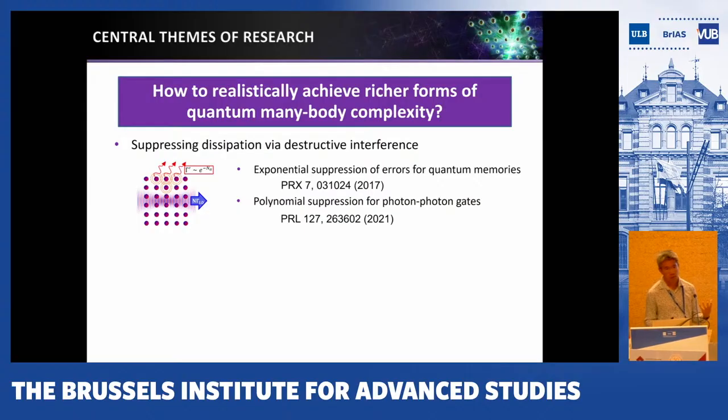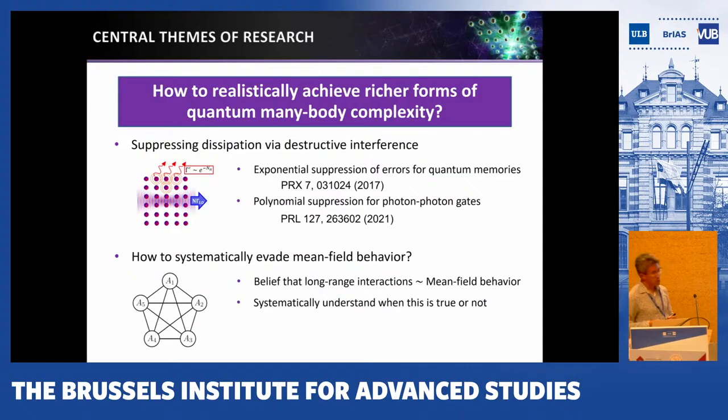And so for simple applications like quantum memories or photon gates, we know that that actually leads in principle to even exponential improvements in the errors as a function of things like cooperativity or optical depth. More recently, we're thinking about how to encode many-body effects into these destructive interference or subradiant manifolds. So here I won't have time to talk about that theme, but there's another theme which I think is quite important if you want to achieve many-body complexity, which is, in atom-light interfaces, how do you systematically evade mean field behavior?